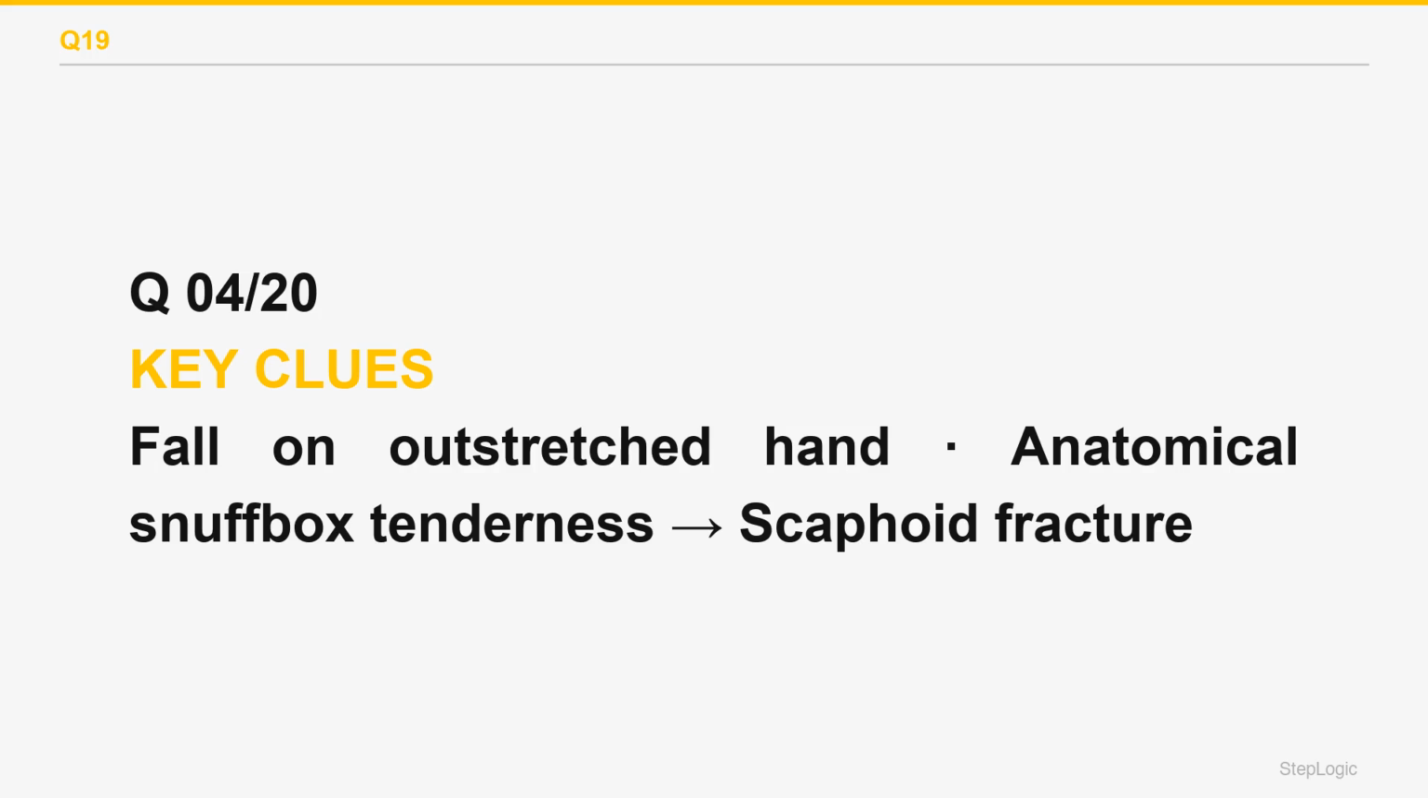The hallmark sign is tenderness in the anatomical snuff box, the hollow at the base of the thumb bounded by the extensor tendons. The feared complication is avascular necrosis of the scaphoid. This is because of its peculiar blood supply. The scaphoid is supplied in a retrograde fashion. Blood enters at the distal pole and flows back toward the proximal pole. So a fracture through the middle, the waist, can cut off blood to the proximal fragment, causing it to die.